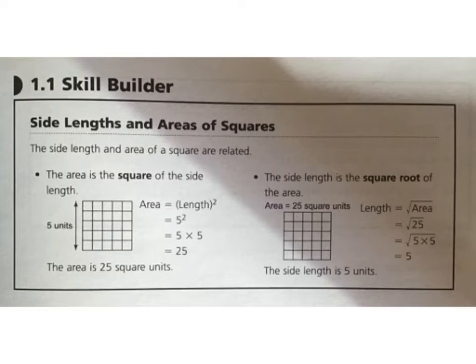So the next unit that we're going to be working on has two parts. One of the parts has to do with square roots, and then the other part has to do with surface area measurement. We're going to work on the square roots part first for the first couple weeks, and then we'll work on the surface area part for the next couple weeks. With the square roots, this first skill builder is just kind of reminding you what a square root is.